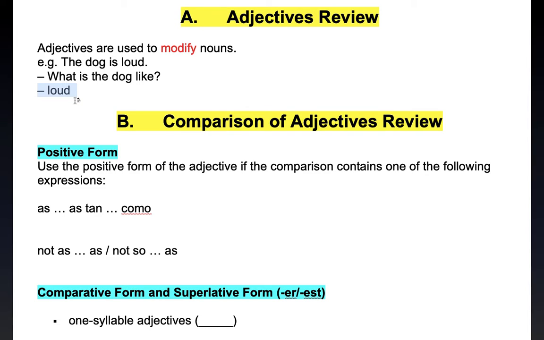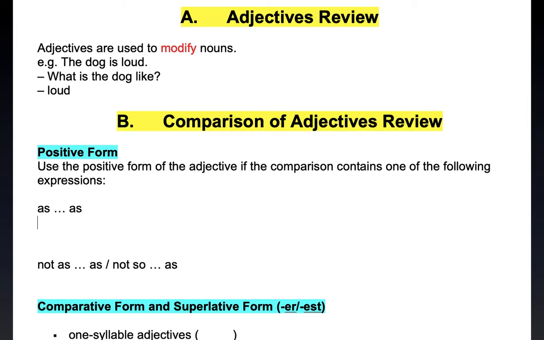Okay, very simple. Then in second part we have a comparison of adjectives review. Okay, so positive form, forma positiva. Use the positive form of adjectives if the comparison contains one of the following expressions. Usa la forma positiva del adjetivo si la comparación contiene una de las siguientes expresiones. Este temita no lo vimos al principio de año, pero es muy sencillo.